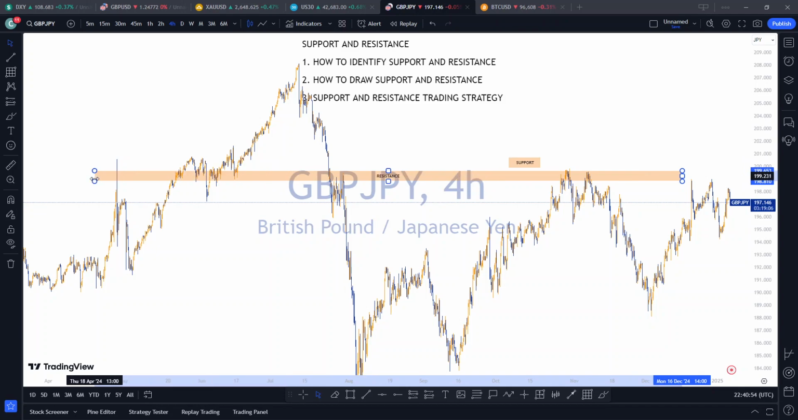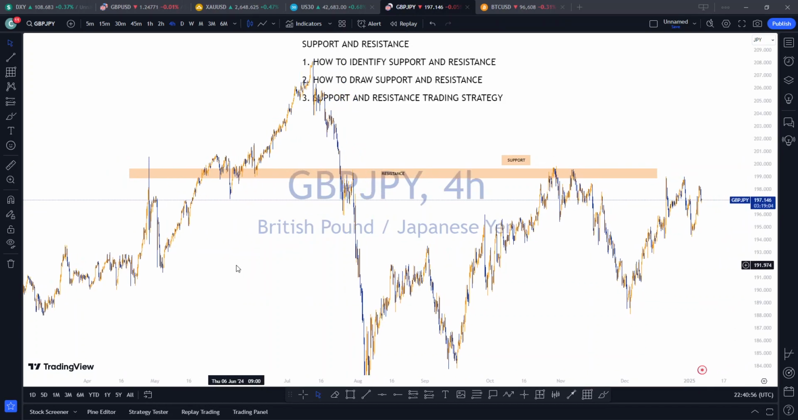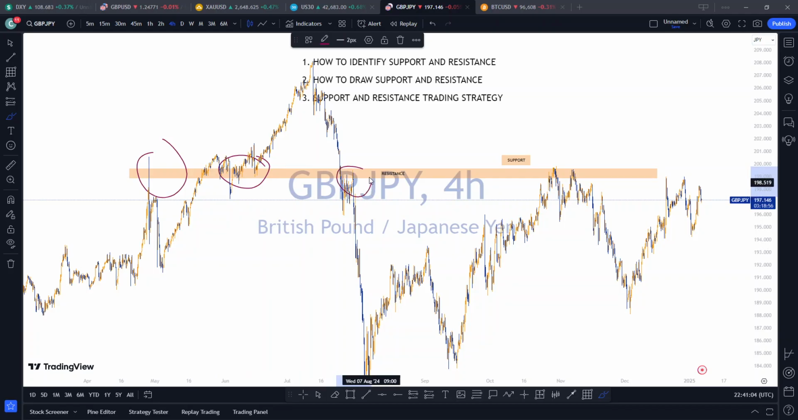If I even zoom to the left side, we can see that we've reacted around this area quite a number of times. Here, here, here. This is a really good resistance because it has tested time, and there's a higher chance that when the market gets there, it might reject.